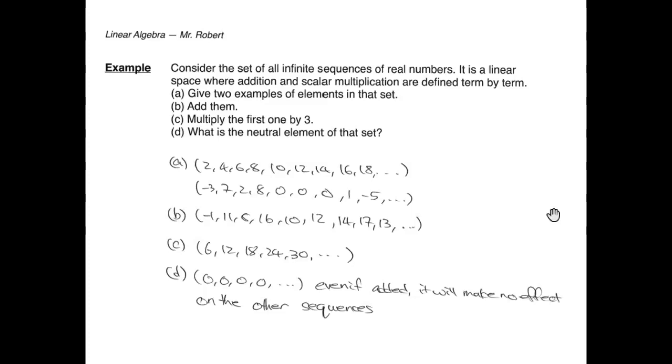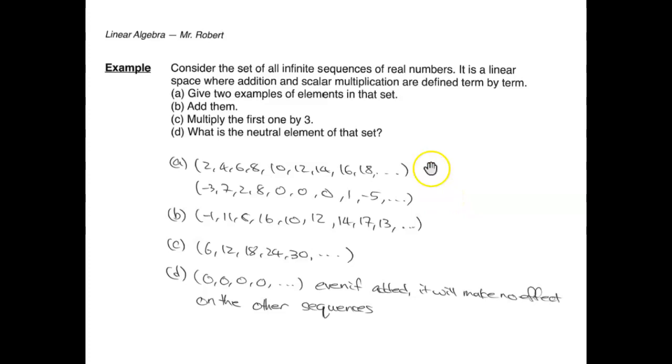So this is an interesting example because it shows some kind of diversity. We already talked about the solution of differential equations that can be vector spaces. Here's another example that's entirely different again. If you have infinite sequences of numbers. So here's an example. 2, 4, 6, 8, 10, 12, 14, 16, 18. It's all the even numbers, and so on and so on. Here's another one that's completely random. -3, 7, 2, 8, 0, 0, 0, 1, -5, and so on.